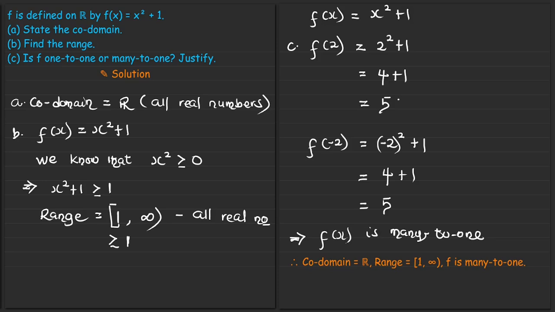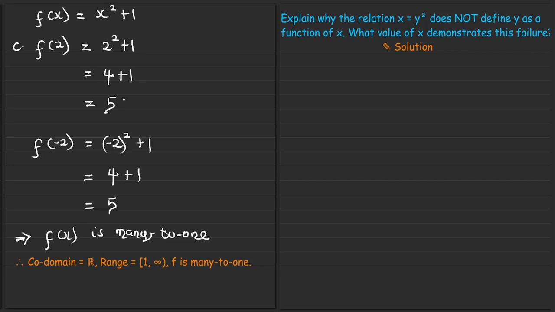Question number 4. This question says we have to explain why the relation x equals y squared does not define y as a function of x, and what value of x demonstrates this failure. To give you a clear picture as to what to expect, I'll give you the graph of this function so that we know what we are actually arriving at.